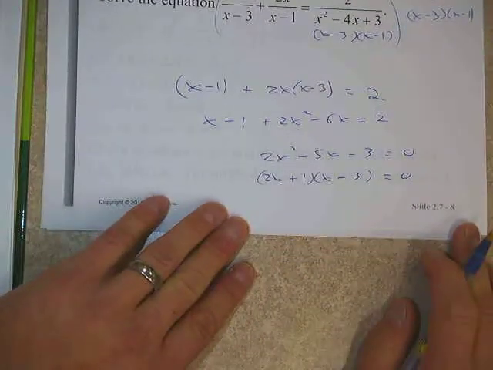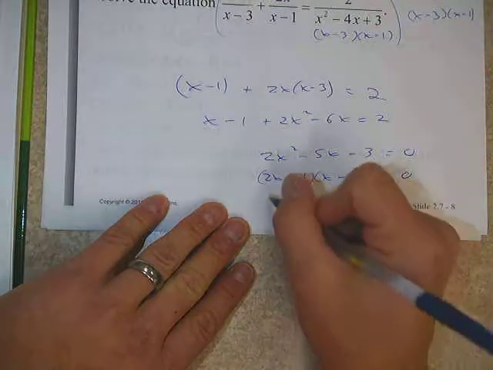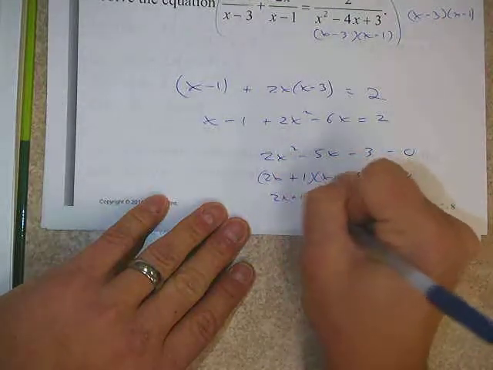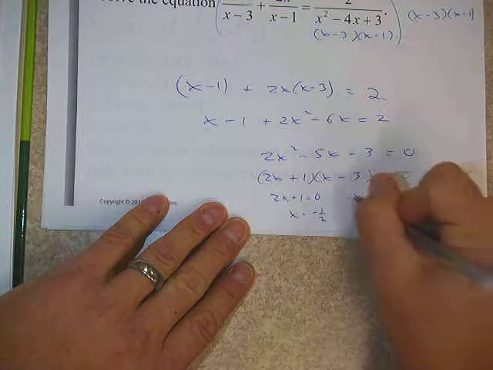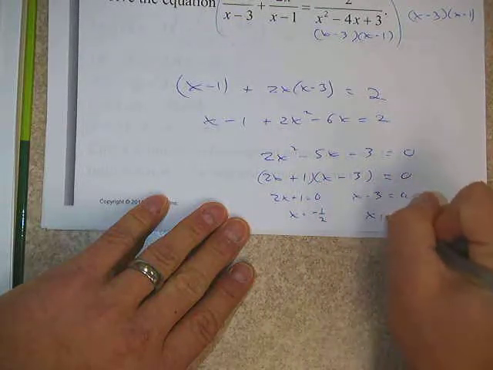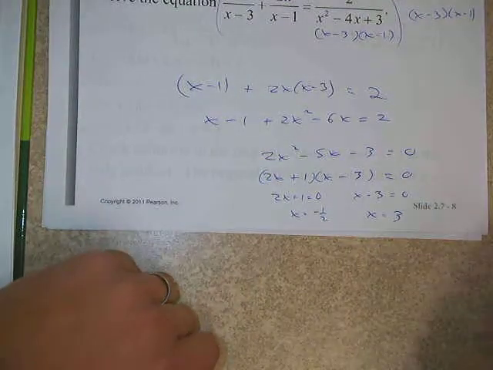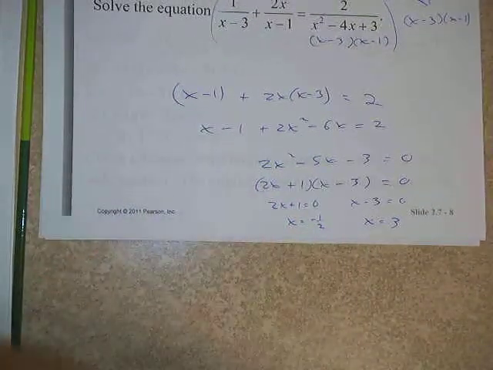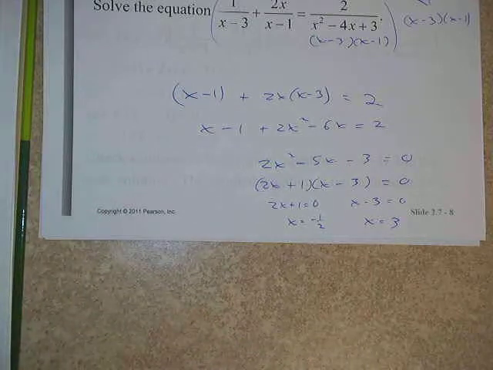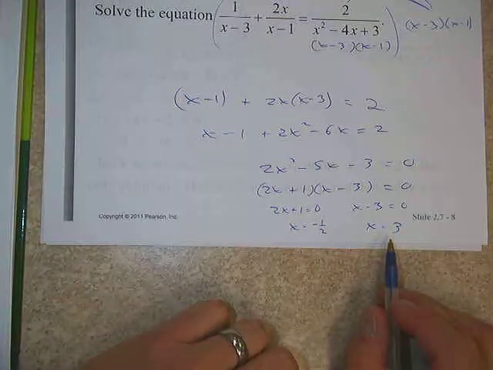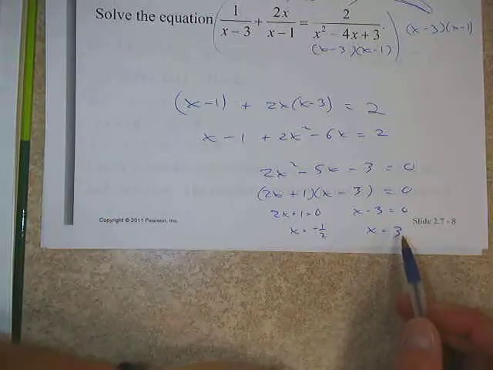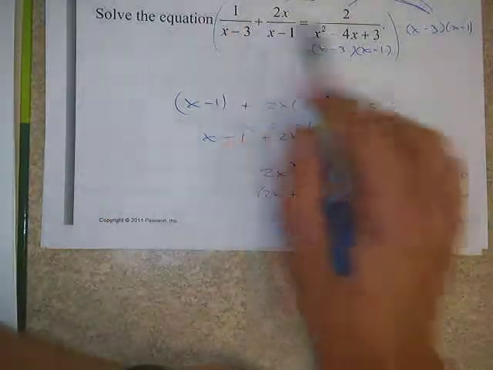Once again, hopefully this factors. If not, we'd have to use the quadratic formula. So let's see if it does. 2x and 2x. 3 and 1 would give me a negative 6 and a positive 1. So it does factor. And then if we solve each of these, 2x plus 1 equals 0, we'd get x equals negative 1/2. And x minus 3 equals 0, we get x equals 3.